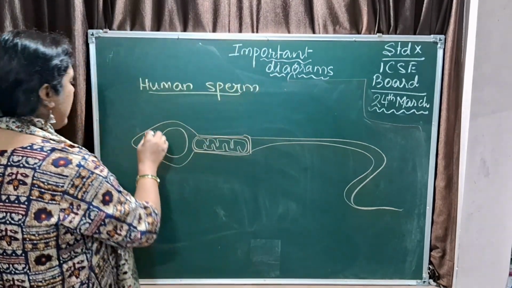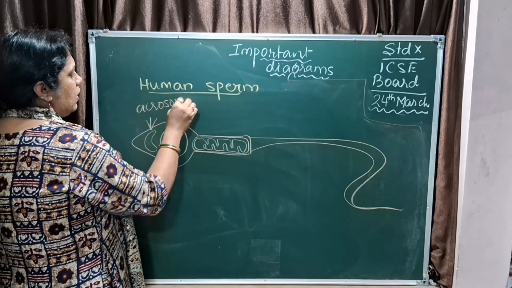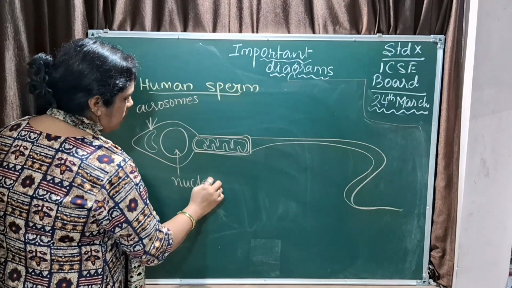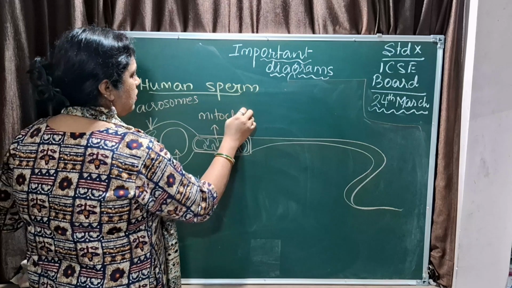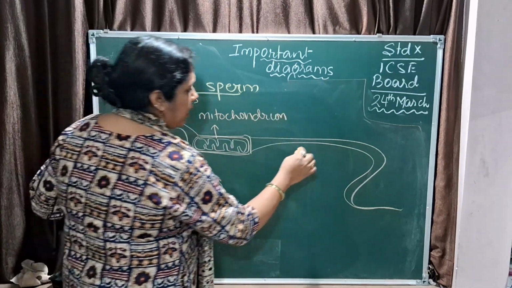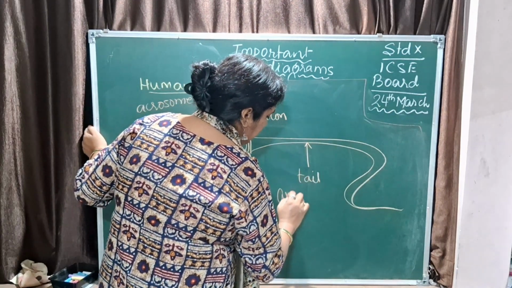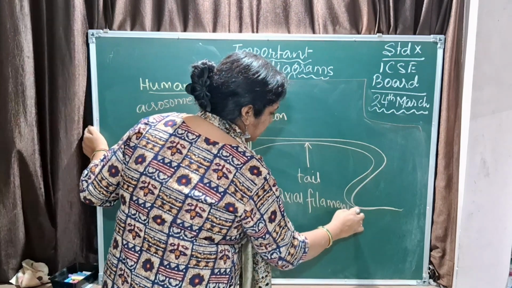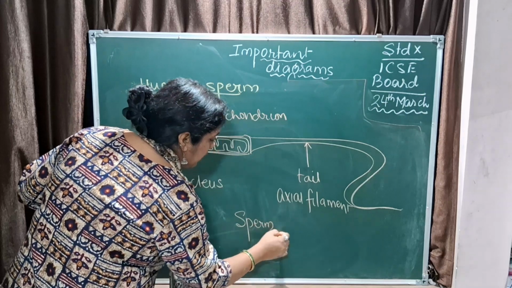Yes. So now the acrosome. Then you have the nucleus. Then you have mitochondrion, because it's singular, mitochondrion, and the tail which is also called the axial filament. This is the human sperm diagram, the male gamete.